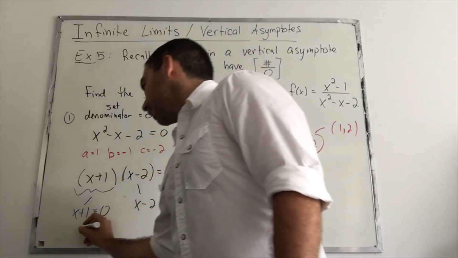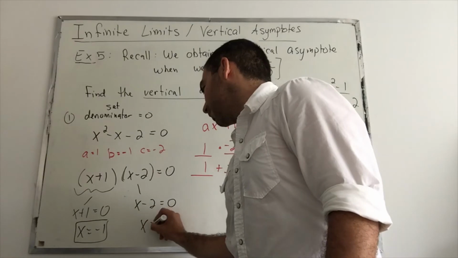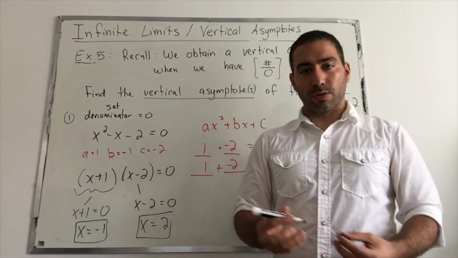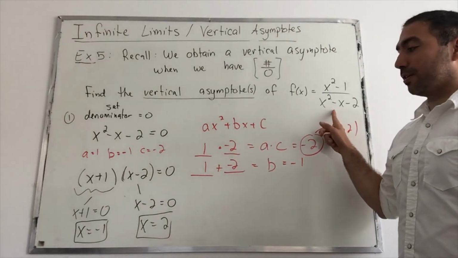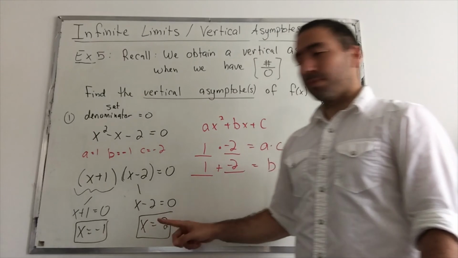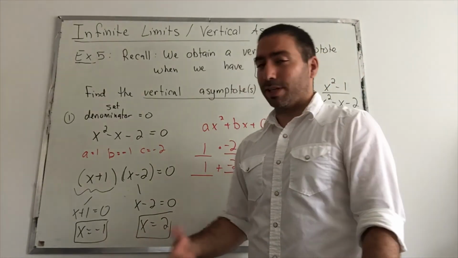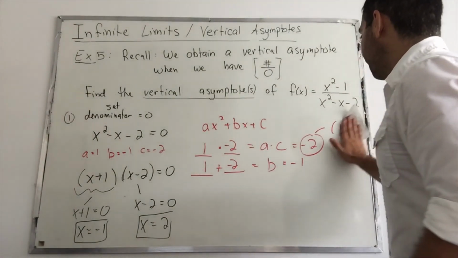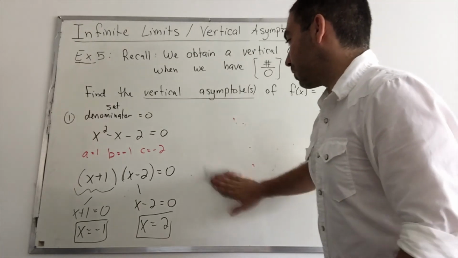So here now we can solve for x. We bring the 1 over, it becomes negative 1. And here to solve for x, we bring the negative 2 over, it becomes positive 2. So the two values of x that give us a denominator of 0 are negative 1 and 2. If you stop here and say the vertical asymptotes are negative 1 and 2, that's wrong. We have to be careful. The second part to this is that we have to ensure that the numerator is not 0.